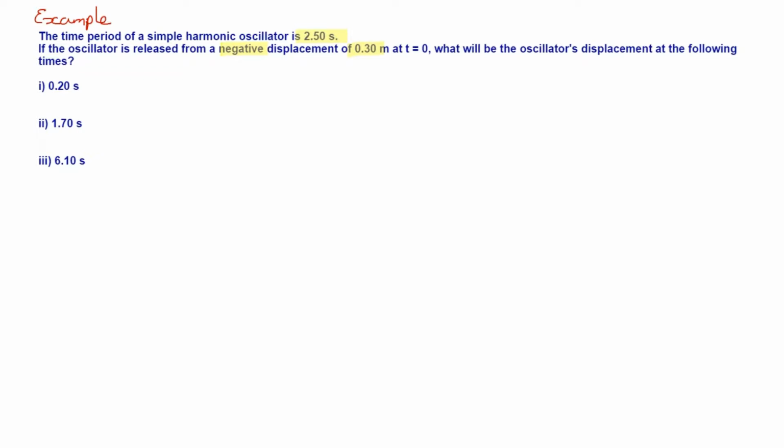Okay, so the first thing to think about is what the graph will actually look like for this oscillator, just roughly, so that we can figure out which equation to choose. It says the oscillator is released from a negative displacement of 0.3, so minus 0.3, at time equals 0. So we can see that it's going to oscillate like this, starting at minus 0.3 and then, assuming there's no friction or anything else, going to plus 0.3 meters and backwards and forwards.